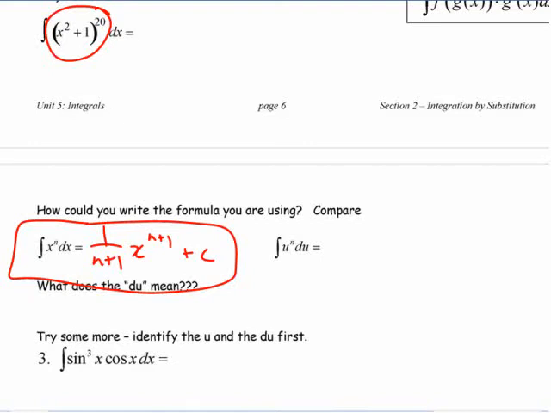Can we be quiet, please? Those of you that have great difficulty with this, try your hardest.